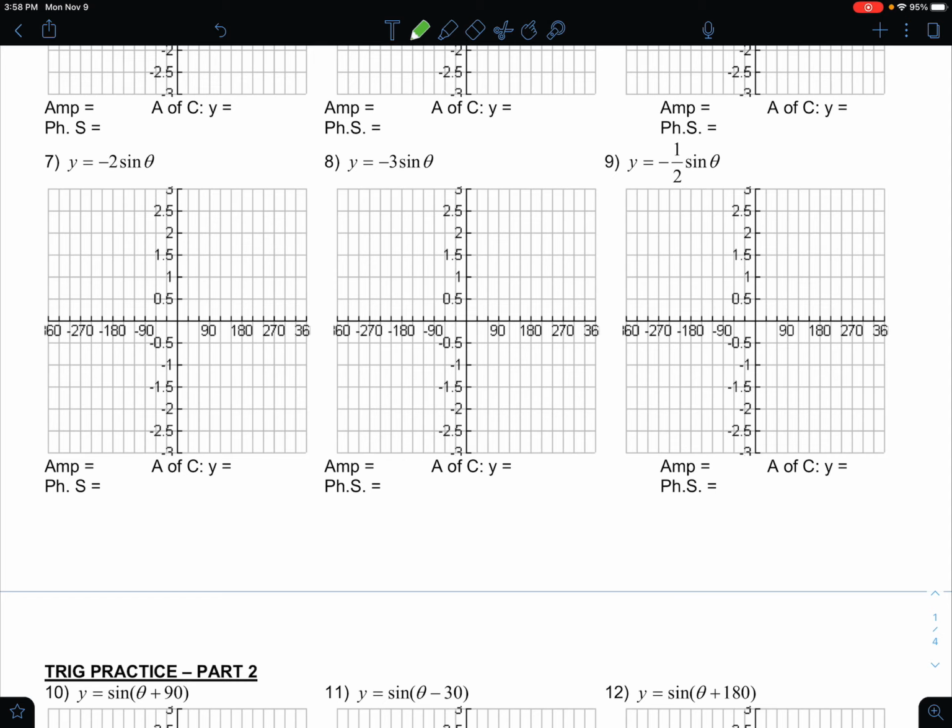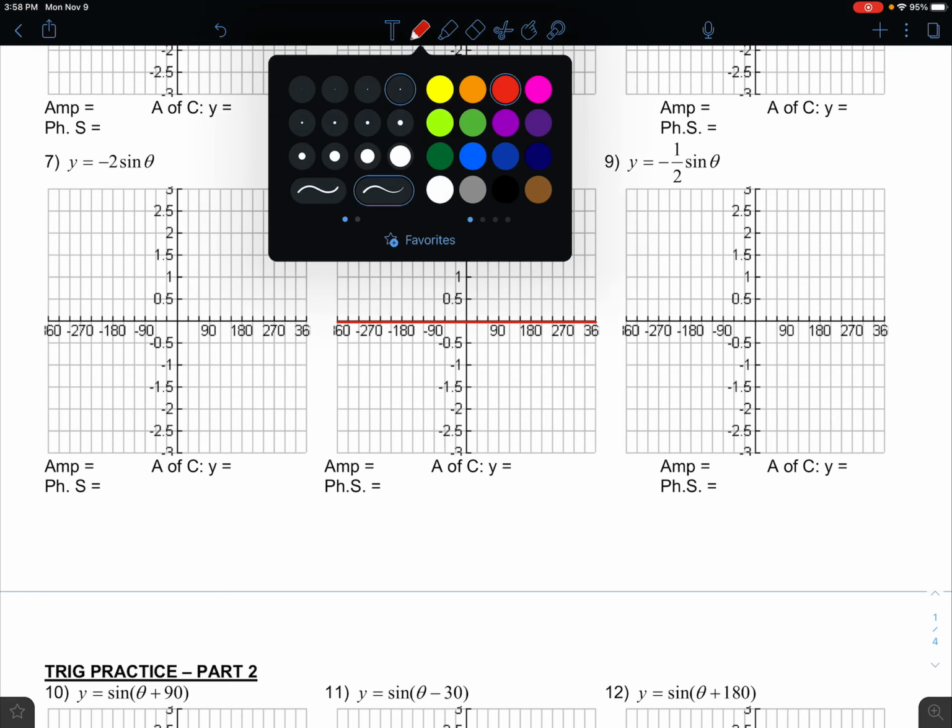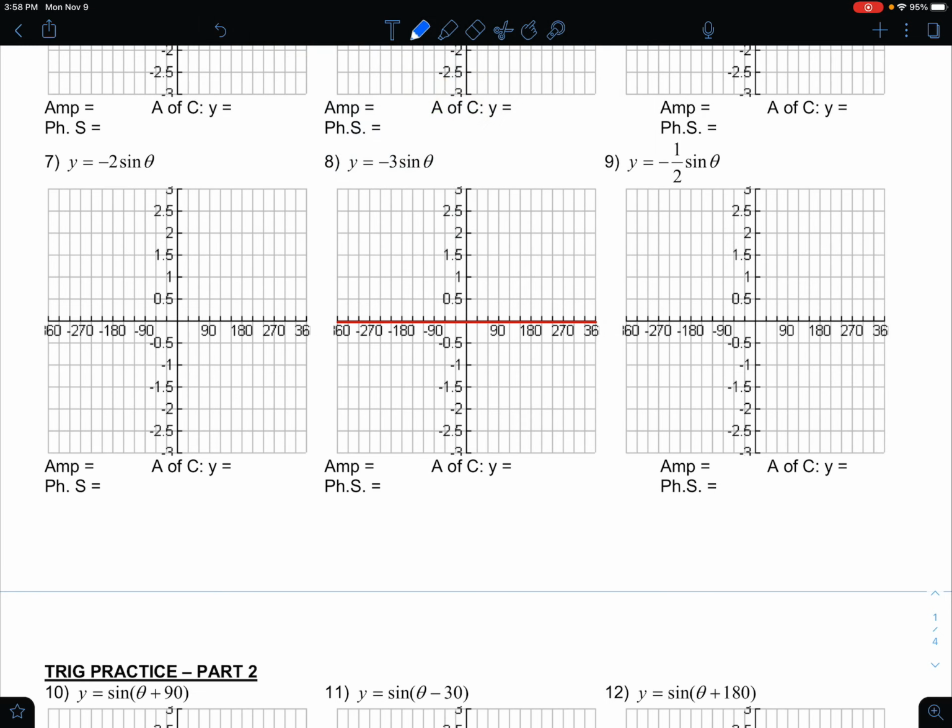Negative 3 sine theta, question number 8. So what's the axis of the curve? The axis of the curve again is 0. The amplitude is 3 or negative 3, which means now I need to go 3 up all the way to the top and 3 down. It's going to be difficult to graph, but we'll take on the challenge.